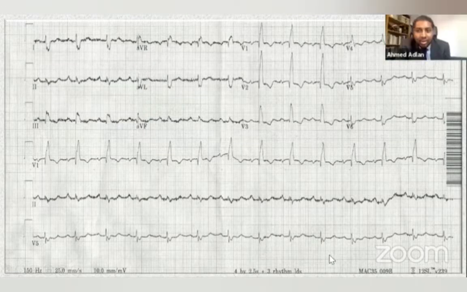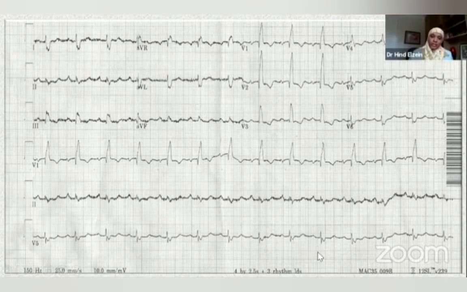I agree with Dr. Badri. I think it is right ventricular hypertrophy. You see, there's right axis deviation as well. It resembles right bundle branch block, but it could be mainly the right ventricular hypertrophy, and we have a prolonged PR interval or first degree heart block.